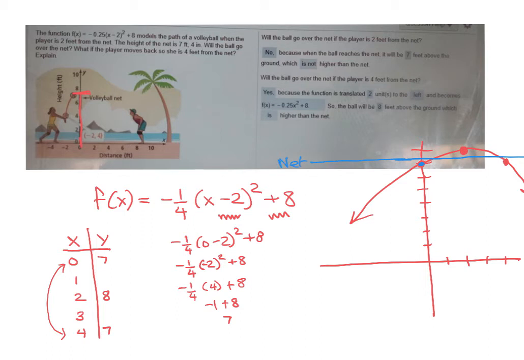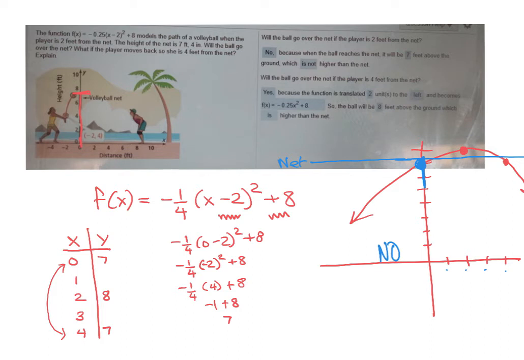And so the question is, will the ball go over the net if the player is 2 feet from the net? And the answer is no. Because look, it's going to hit. So then it says, so it's not higher than the net. You're going to run into the net. And it says, will the ball go over the net if the player is 4 feet from the net?